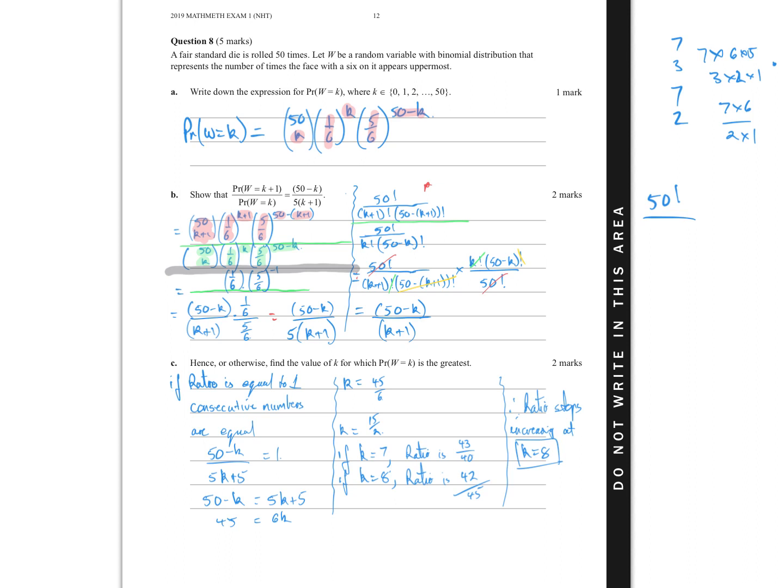So then what I've done is just, we've got our 1/6 to the K plus 1 on the numerator, 1/6 to the K, they cancel to leave me 1/6.